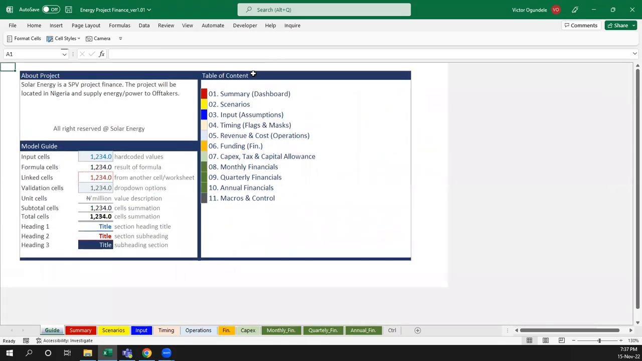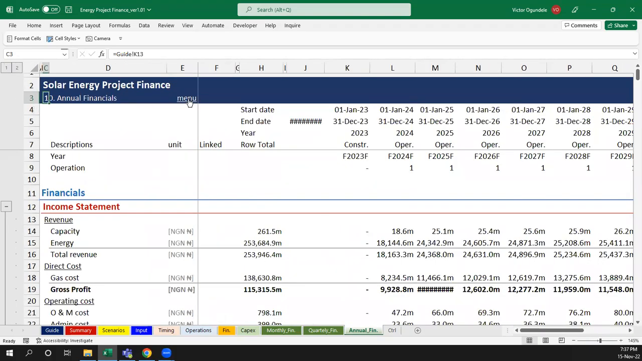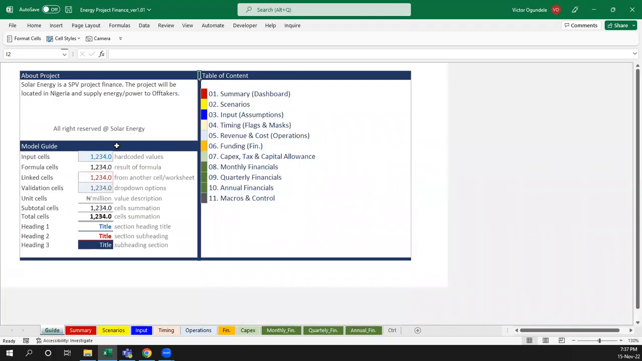And also, you have our table of contents. You can always navigate from here to any part of the model. So let's assume I want to go to my annual financials. I'll just click on it to bring me straight there. And if I want to go back to the table of contents, you'll see this menu icon up here. All I need to do is click on this menu icon and it'll take me back there.